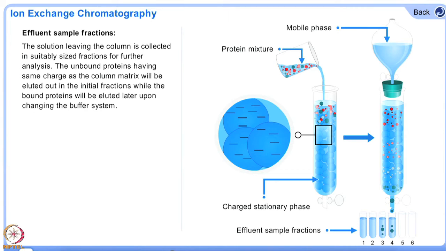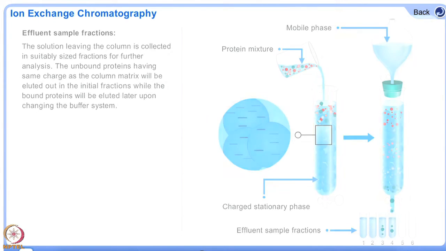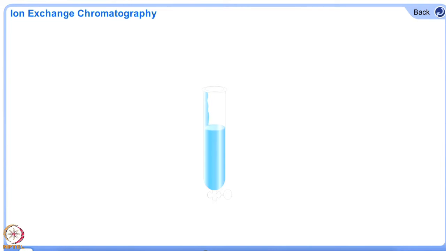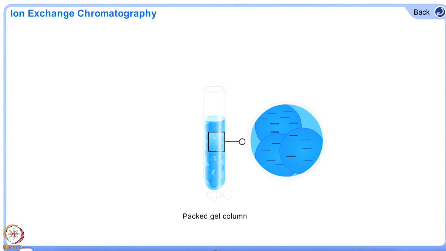Effluent sample fractions. The solution leaving the column is collected in suitably sized fractions for further analysis. The unbound proteins having the same charge as the column matrix will be eluted out in the initial fractions, while the bound proteins will be eluted later upon changing the buffer system. The column is packed with a suitable cation or anion exchange resin depending upon the charge of the protein that needs to be bound to the column and purified.